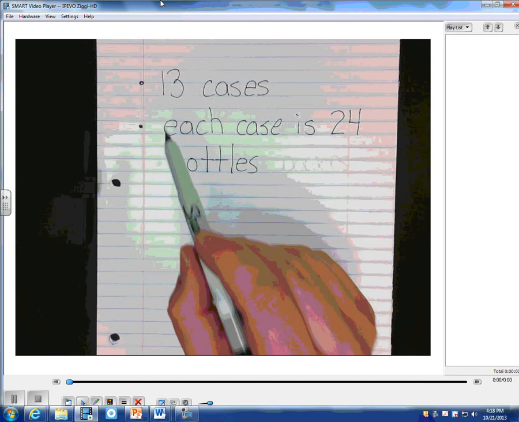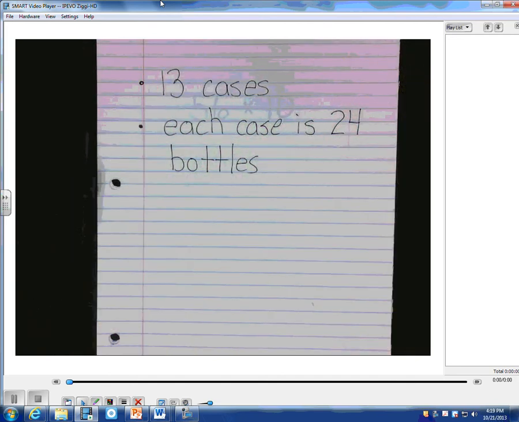Okay, so think of if you can picture in front of you, you have 13 cases of water, and in each one of those cases, there's 24 bottles in a case. What would we do to figure out the total number of bottles there are? So, that one I want you to try to do.